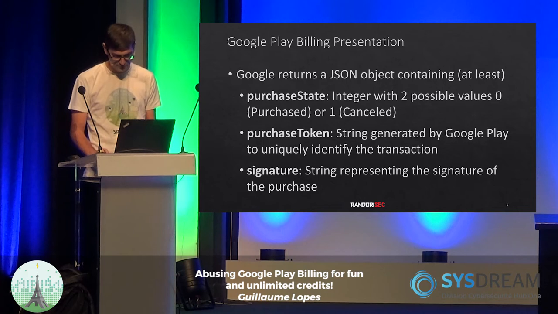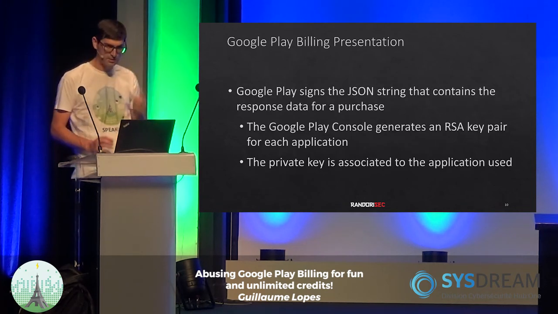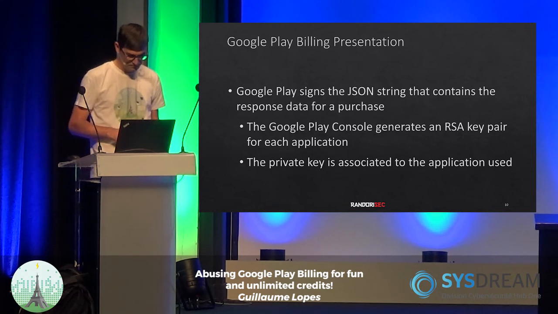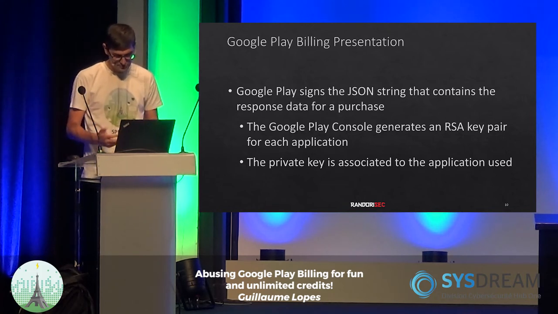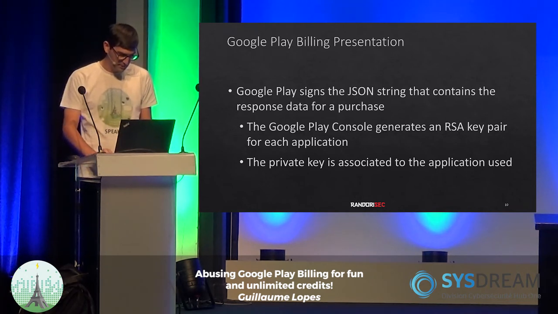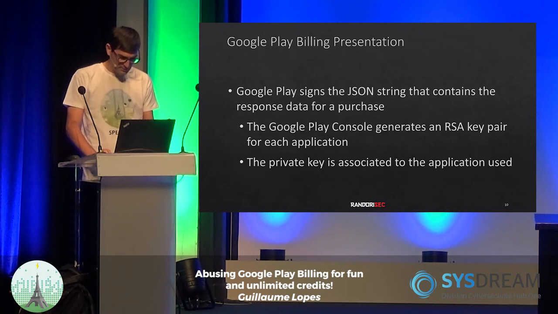So for sure, the idea is for the developer to ensure that the signature returned by the Google Play backend is a good one. To do that, you just need to generate an RSA key pair for each application you are going to use with Google Play billing. And a private key is used to perform the signature.